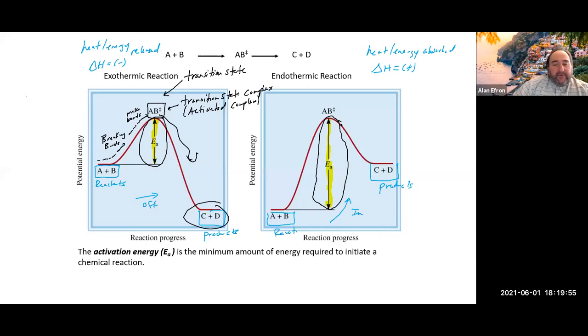How does that hill, or activation energy, relate to the rate of a reaction? Well, just thinking about it logically, if you had to walk a big old giant hill to get to the other side versus just a little bump, you probably would get to the other side a lot quicker.